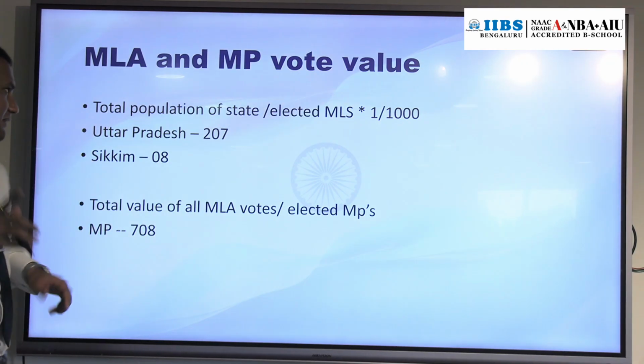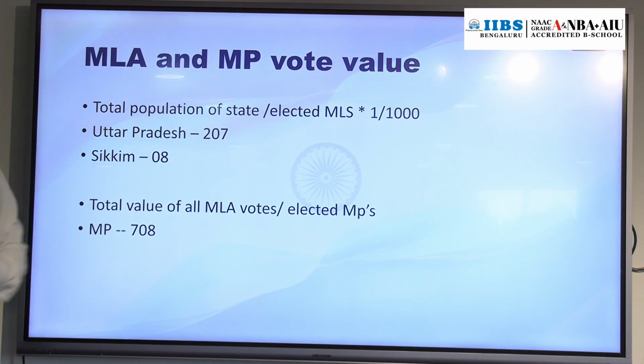In this way Uttar Pradesh has the highest value of MLA vote, that is 207, and Sikkim has the lowest value of MLA vote, that is 8.